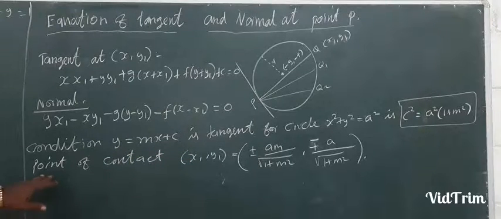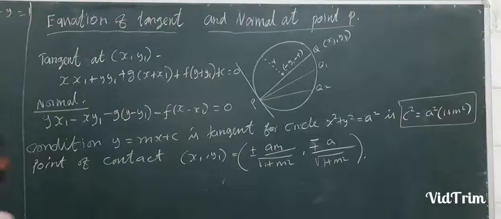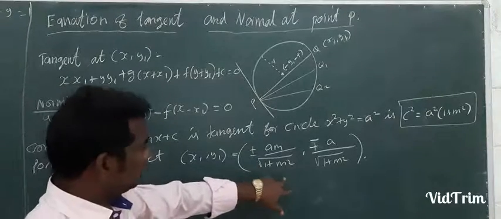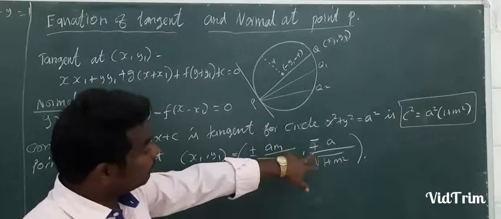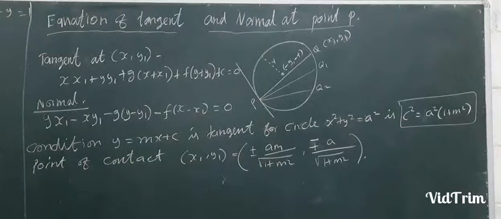Next, the point of contact (x1, y1) is (±am/√(1 + m²), ∓a/√(1 + m²)). Those are the important points, and we will use these points. We will solve the next fourth sums.